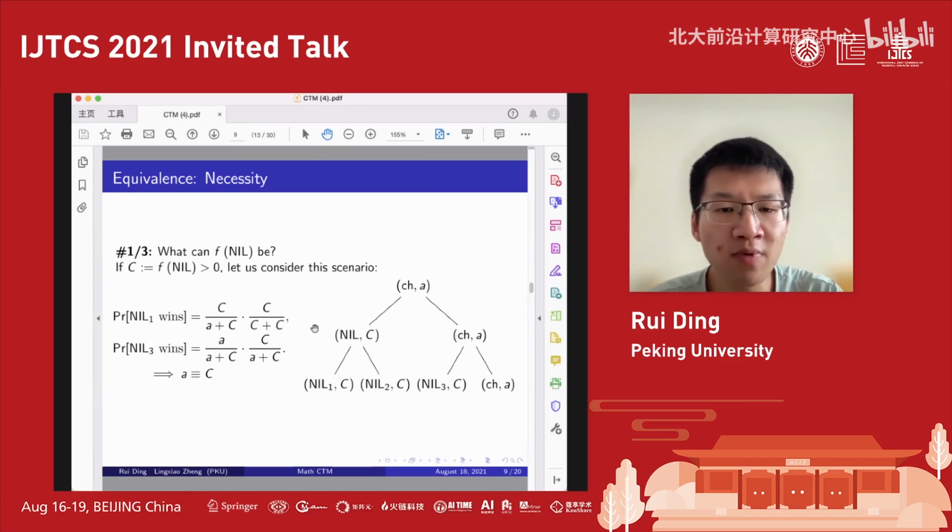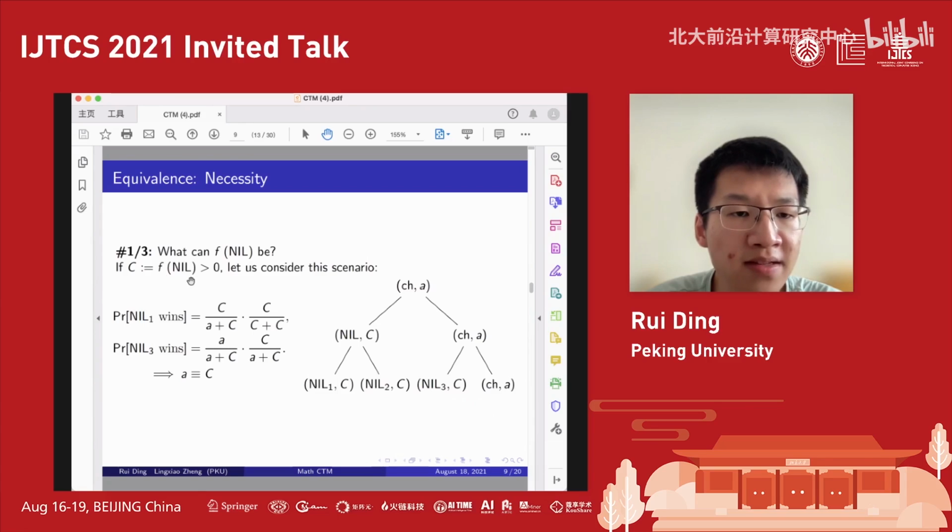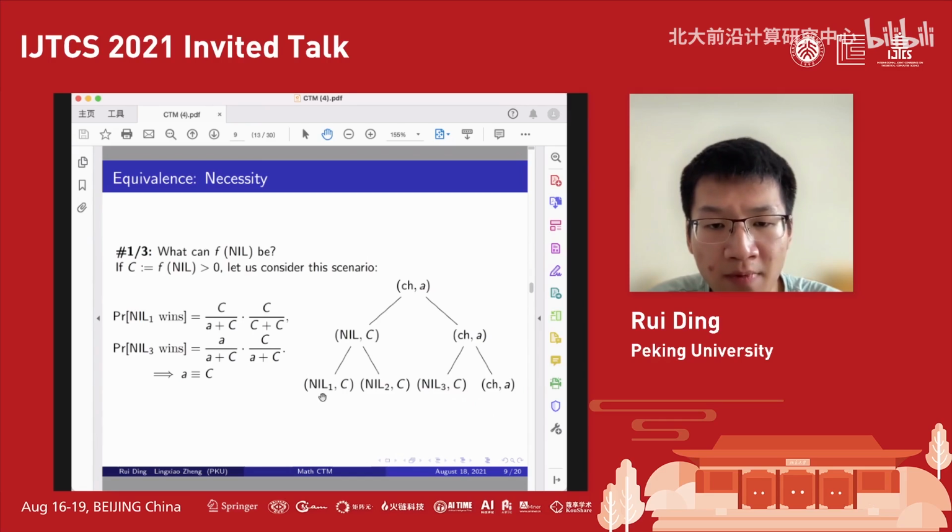So first, the key problem is what can f of neo be? This is the first step of our proof, actually. If it's positive, that is, we denote it as C, let us consider this scenario. You can see that we hooked 3 identical neo chunks on the list, and the last one is an arbitrary chunk.